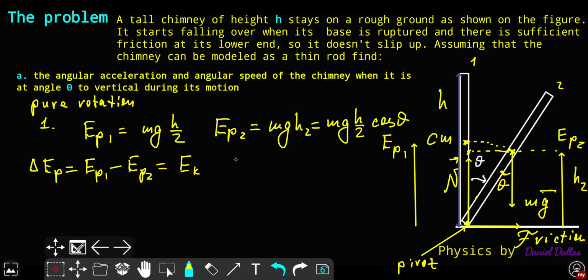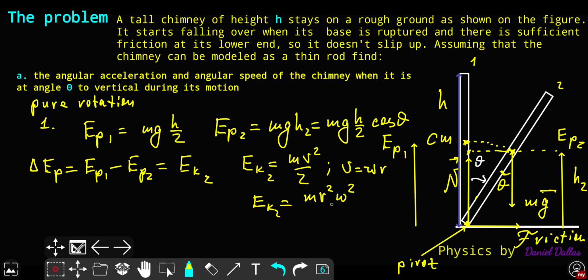If you write that, you'll definitely know that the kinetic energy at position 2, of course, is going to be mv squared over 2, but this is for the particle, right? For the particle, we know that v is omega r. That means if we write it in this way, we can say that the kinetic energy is going to be equal to m omega squared, better to write m r squared, and also omega squared over 2.